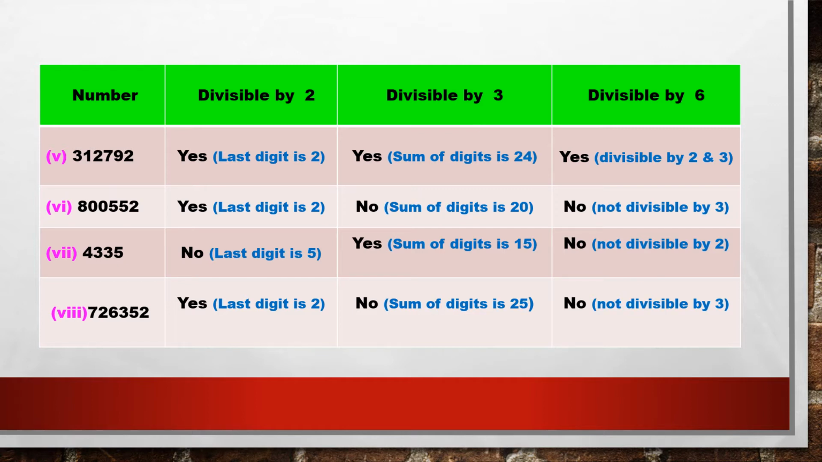Simple, you should be perfect with the divisibility rules of 2, 3, 6, 5, 10, 7, 8, 9, 11. From 2 to 11 you should be perfect. For that, follow the links given in the description, please.